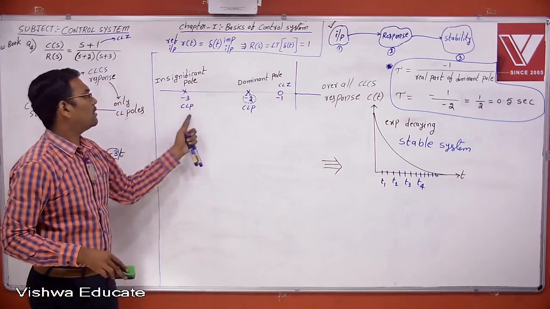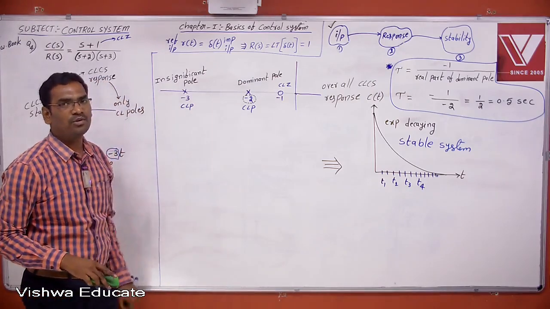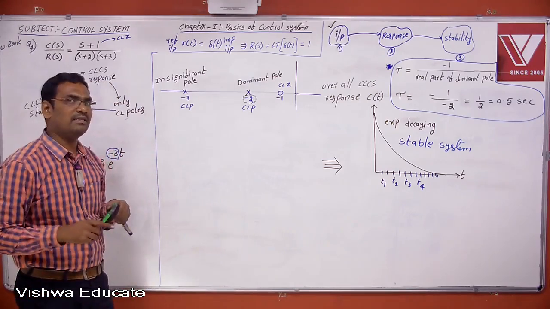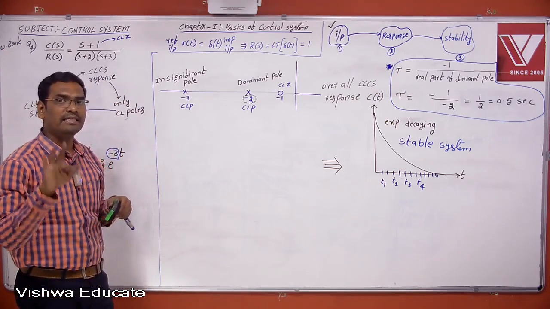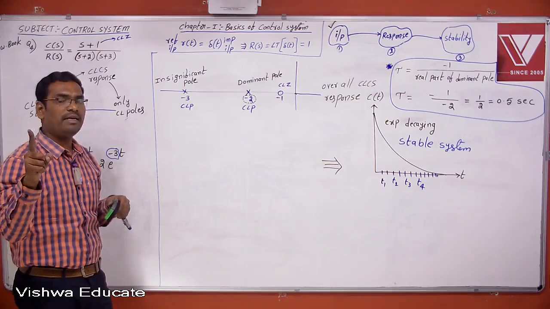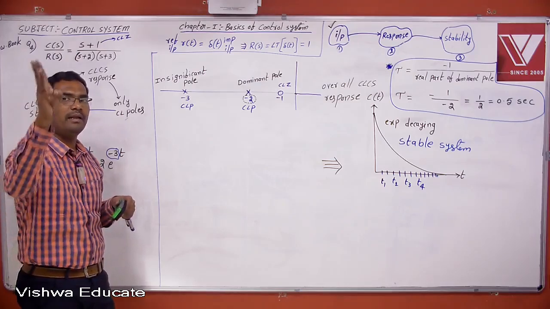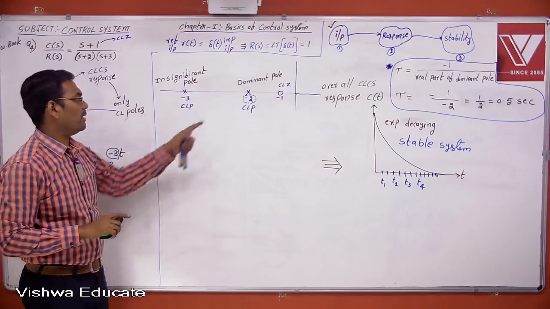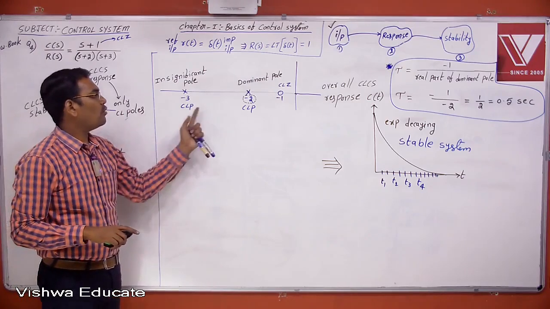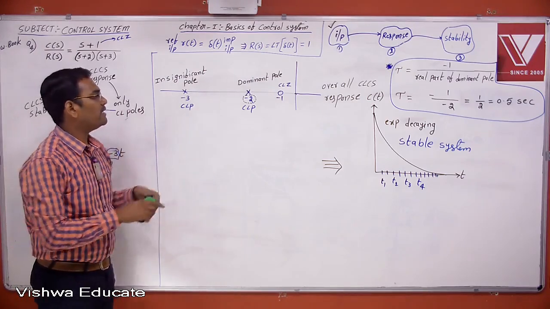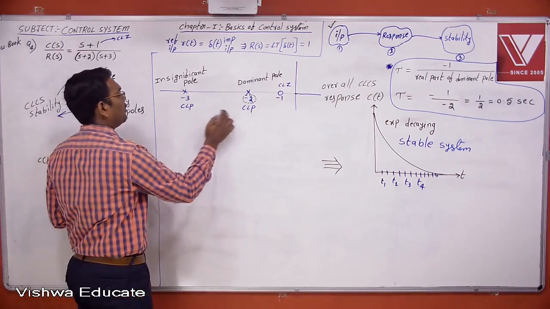Now, these are the closed loop poles. Where are our closed loop poles? If you observed in the first session, the S-plane is divided into three parts: the left-hand side of the S-plane, the right-hand side of the S-plane, and the imaginary part of the S-plane. Now, where are your closed loop poles? Your closed loop poles lie on the left-hand side of the S-plane.